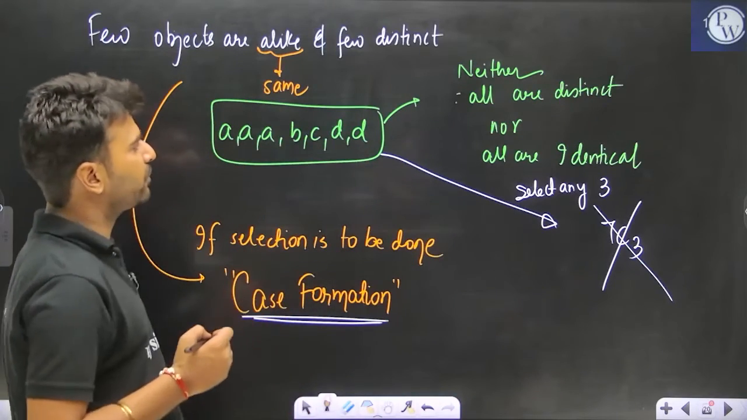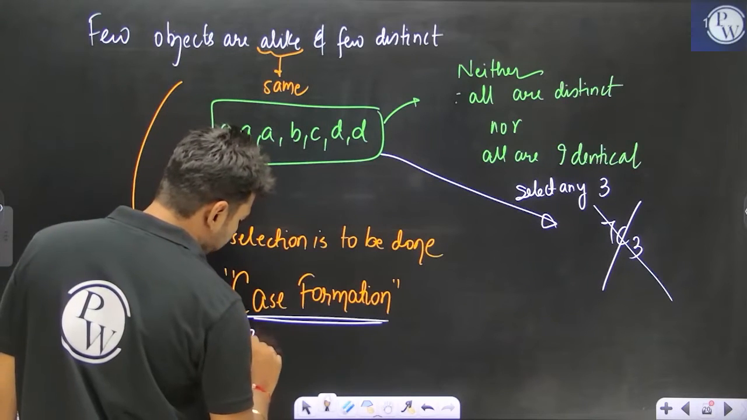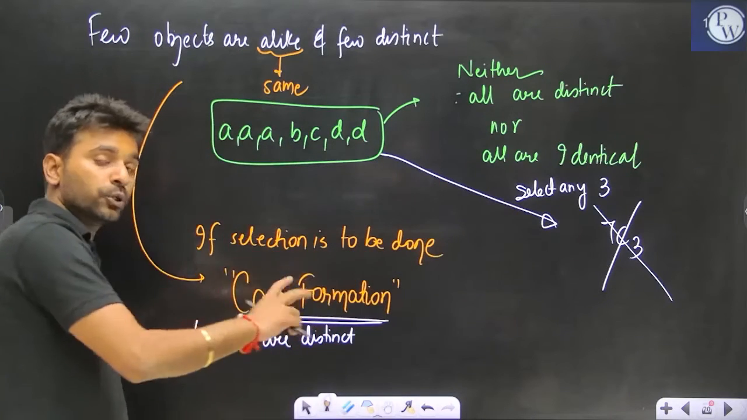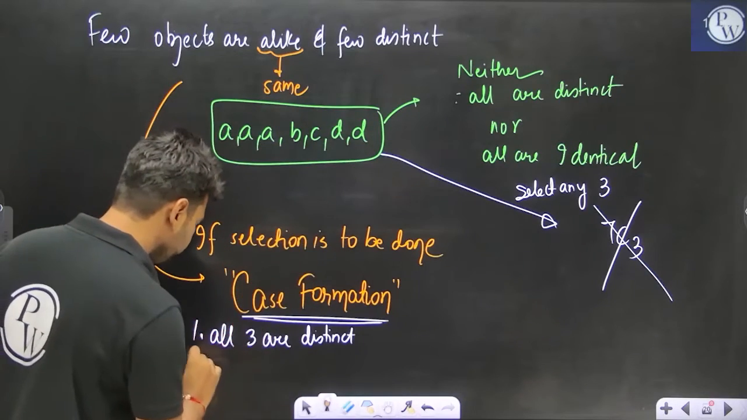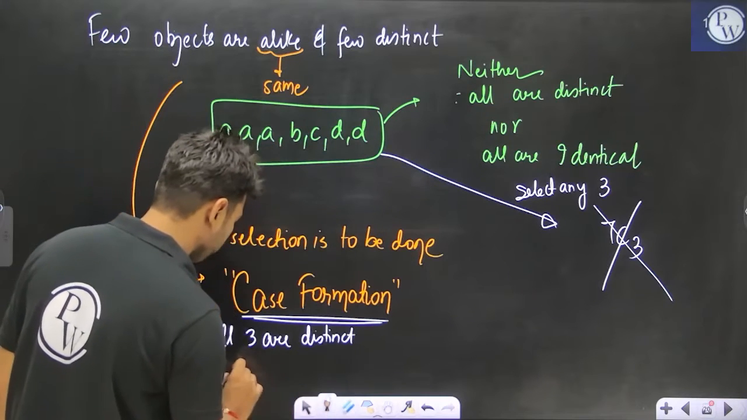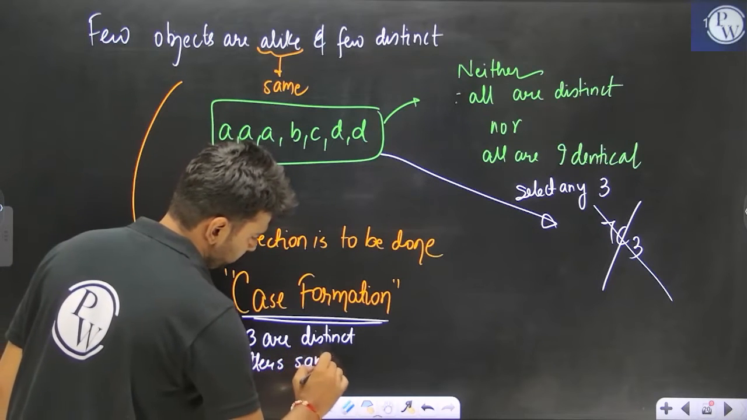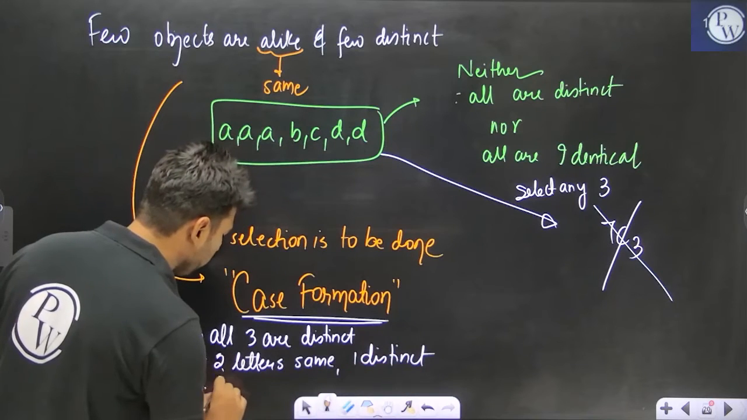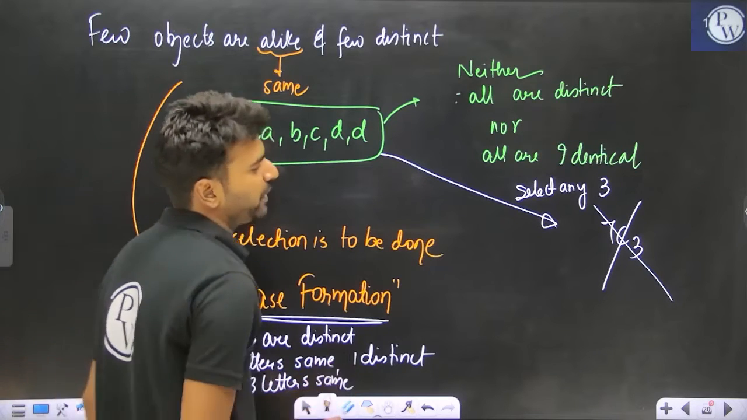Now what kind of a case formation is this, sir? Understand. The case formation means all 3 objects are distinct. Like in this case we need to select 3 things. So either we select all the 3 alphabets distinct, or we select 2 letters same and 1 distinct, or we can select all 3 letters same. Are you getting it? So this is the case formation which we have done.